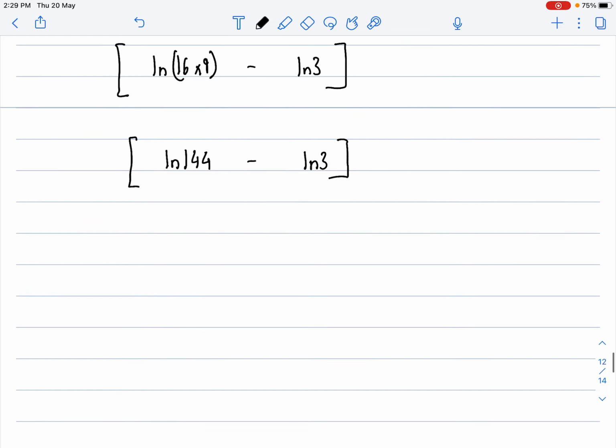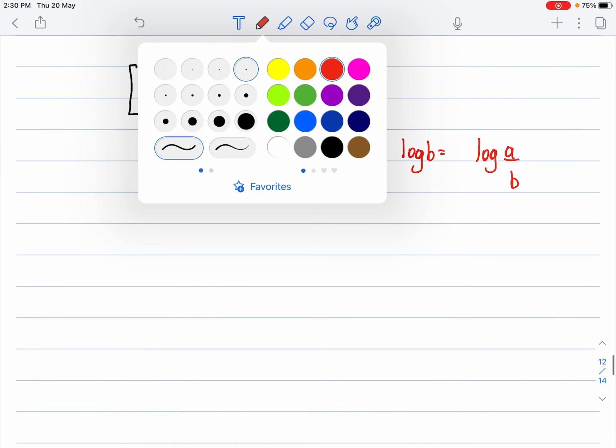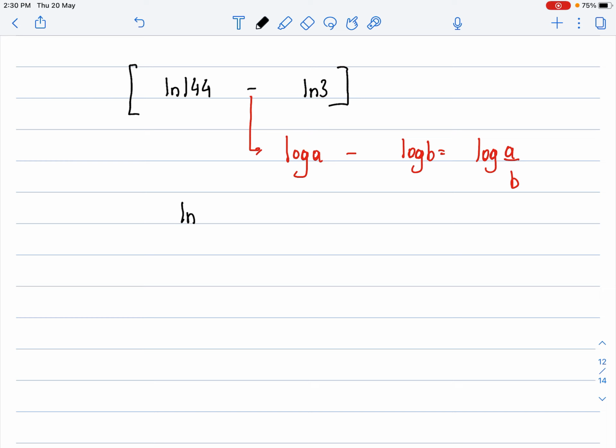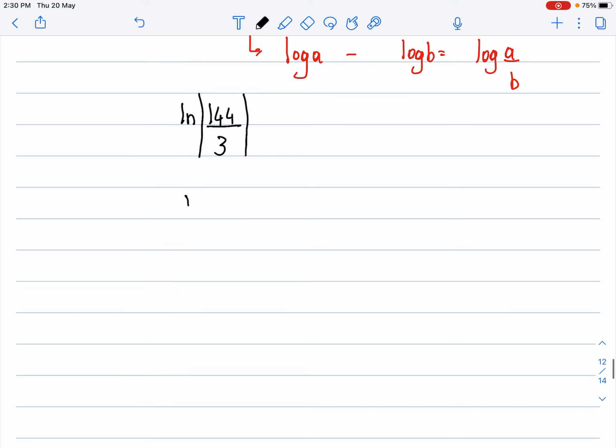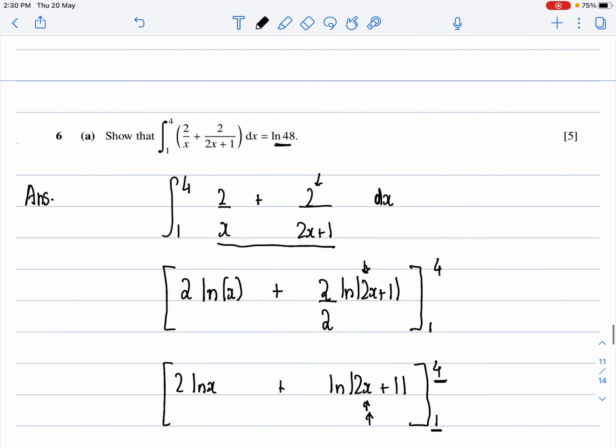Now an important log property here again we need to use is simply that log a minus log b is equal to log a over b. So I can simply write this as ln 144 over 3. Now on the calc, I can do 144 over 3 and the answer I get is 48. So my final answer is ln 48, which is what I needed to prove.